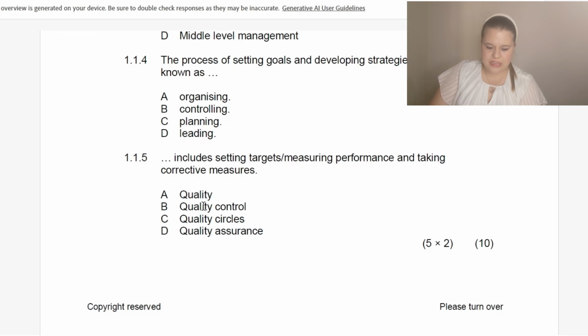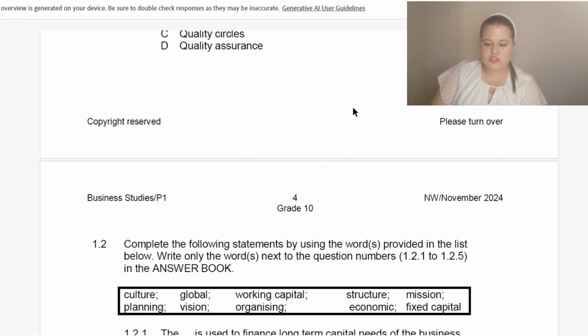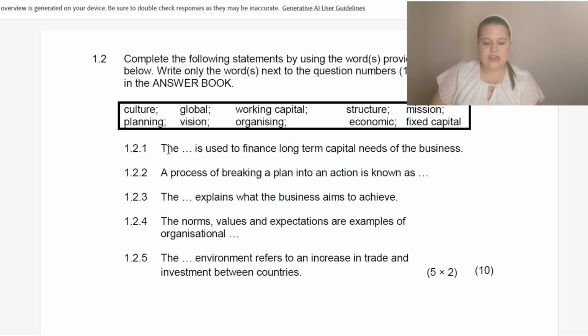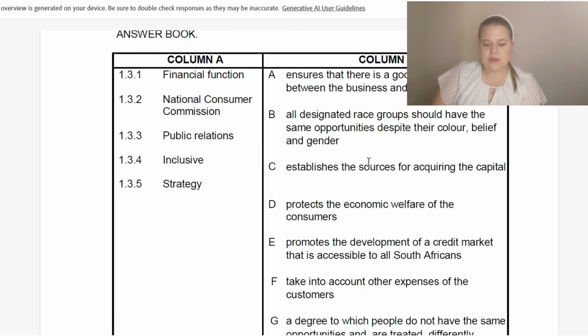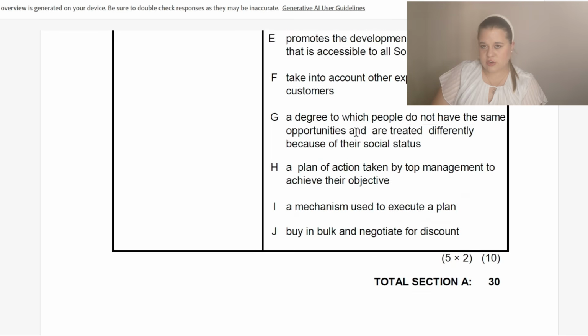Continuing. Okay, here at the bottom we have quality. Here we have microenvironment because we are setting goals. Right, so you see it's all mixed. Then for the next section, what is used to finance long-term capital needs? A process of breaking down a plan into action is known as what? You can see, once again, I'm not going to mention all of the chapters, but you can see it's mixed. Then moving down to our table, we have financial function, business functions, National Consumer Commission, public relations, inclusive, and strategy.